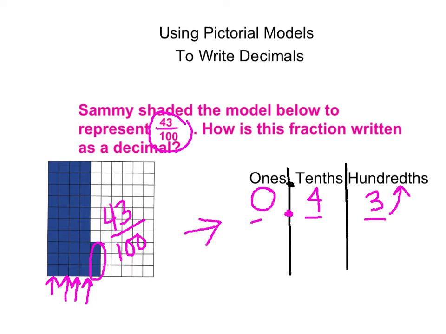If I decide to put my 4 over my ones column and my 3 in the tenths, I would not be able to say 43 hundredths. I'd be saying 4 and 3 tenths. So we don't want to do that.